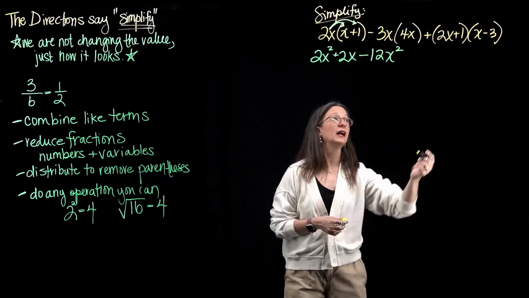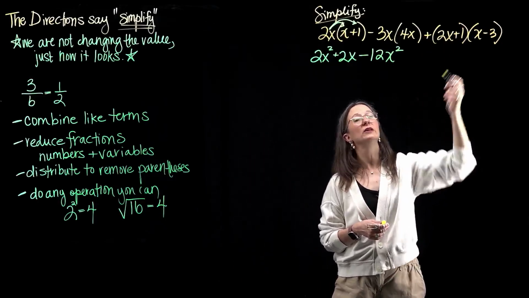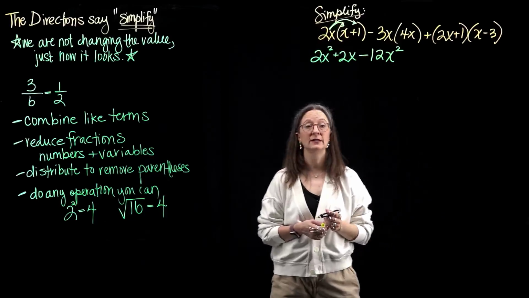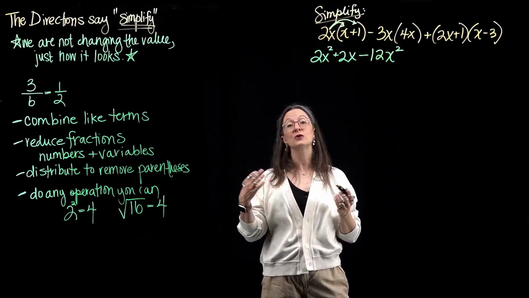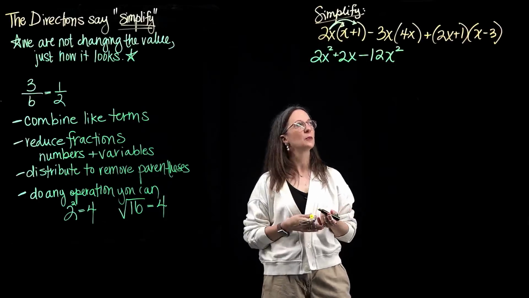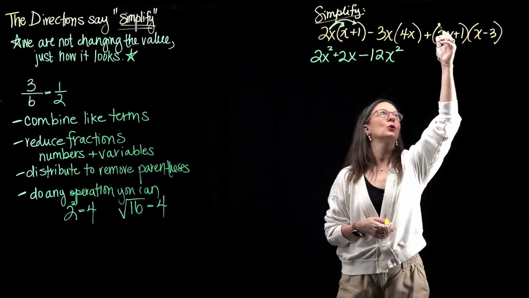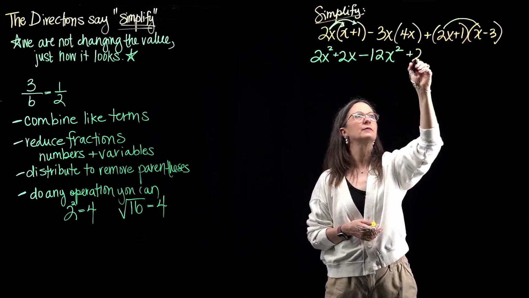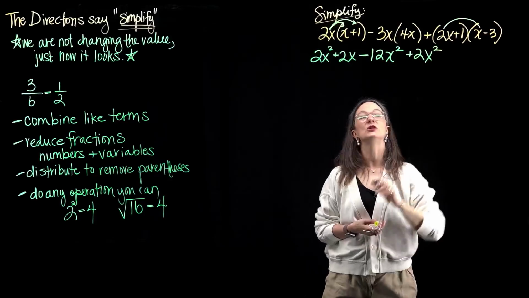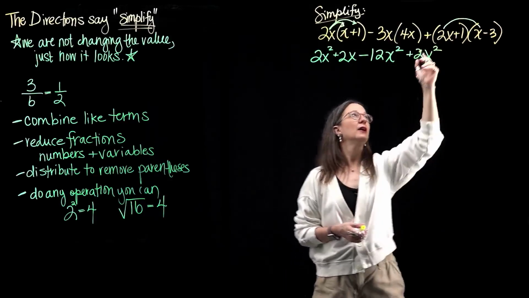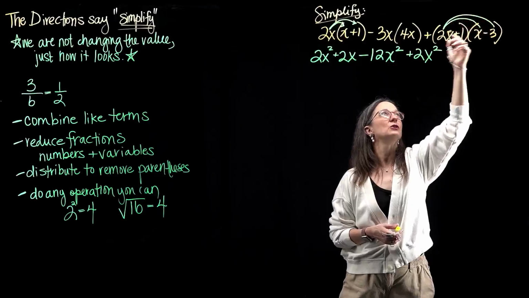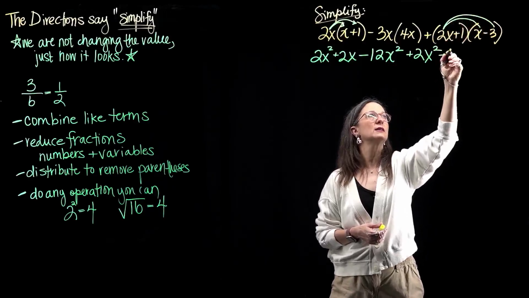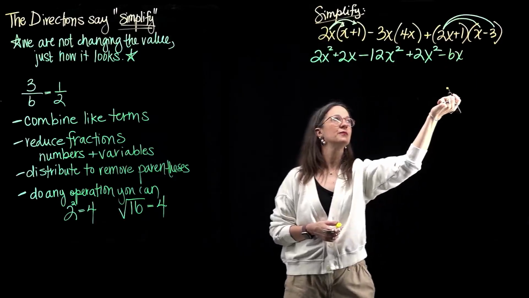And then last, I have two binomials in parentheses multiplied together. So we're going to use the FOIL method to multiply this out. First terms together, 2x times x to give me 2x squared. Outside terms together, 2x times minus 3 is minus 6x.